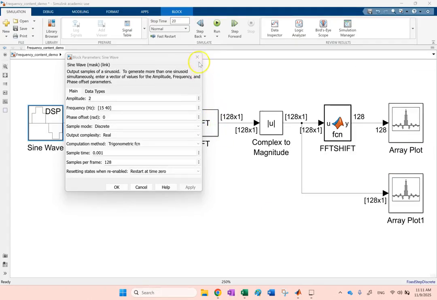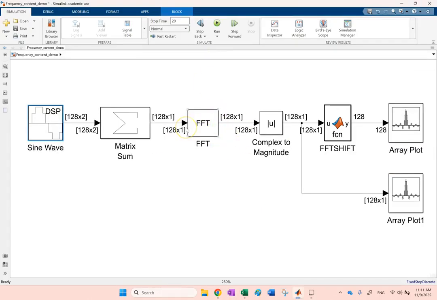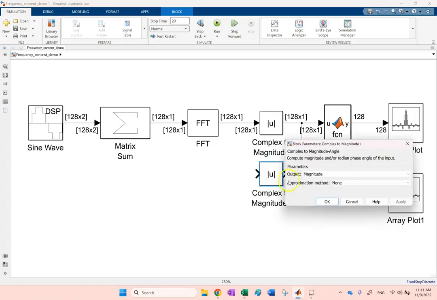I'm going to share with you this Simulink file under the video description. Feel free to play with it and learn from it. But this is how you can see the frequencies and their magnitude in a signal. And if you want, you can get the other one here and change it to phase, and you can look at the phase as well here.